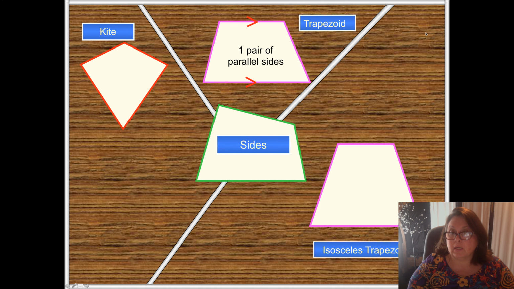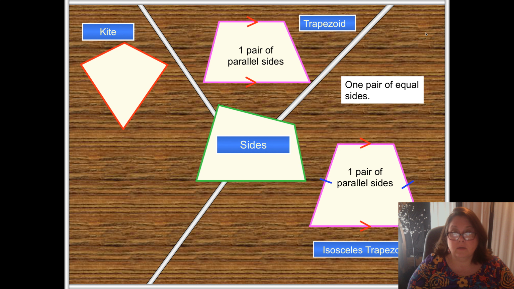All right, so then in an isosceles trapezoid, I also have the same pair of parallel sides. And again, we consider that base 1 and base 2. But in an isosceles trapezoid, much like in an isosceles triangle, we do have two sides that are equal. Okay, so in an isosceles trapezoid, I do have a pair of equal sides.